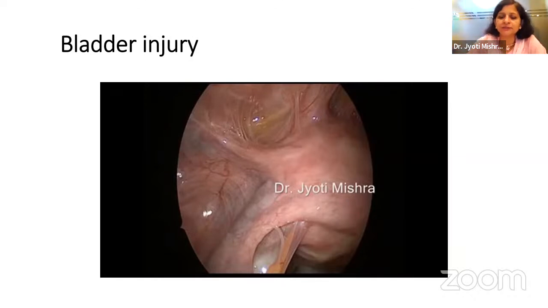Is that something you routinely use, a K19 or a Foley's? No, that is the patient's own urine. Foley's we are using. Foley's we keep clamped. During such surgeries, we don't take it out.